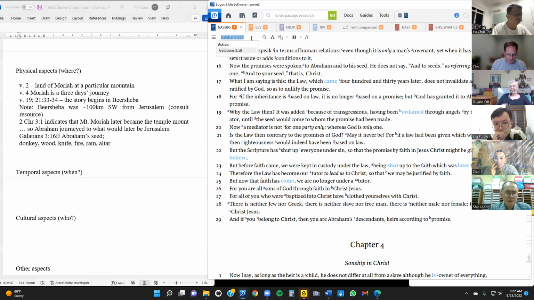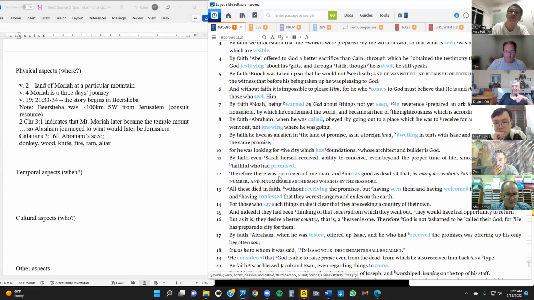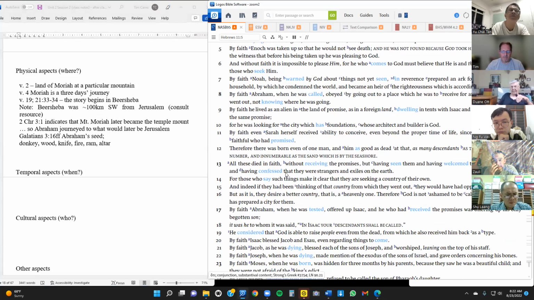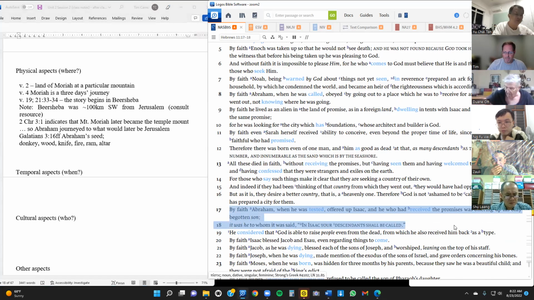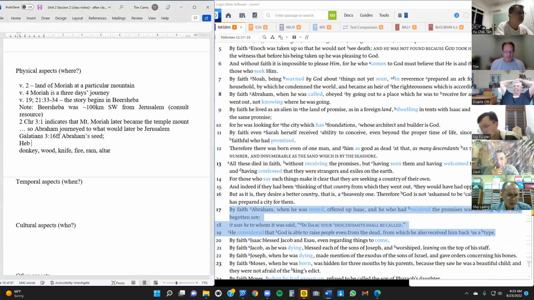And, wow. Yeah, and even Hebrews 11 mentions this story later, right, that by faith Abraham offered up Isaac. So we're given some comments about this story later on.